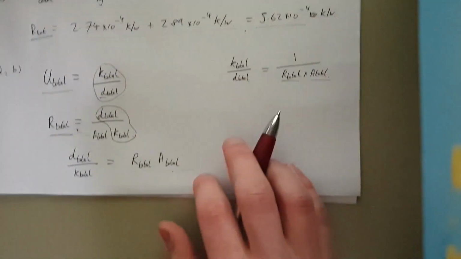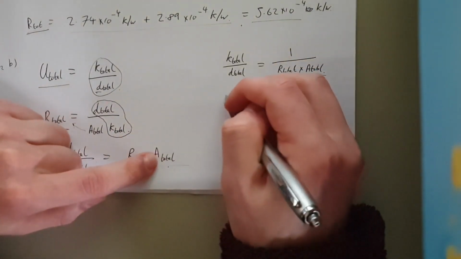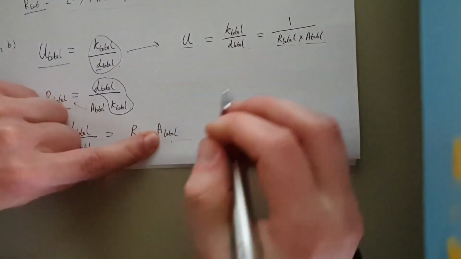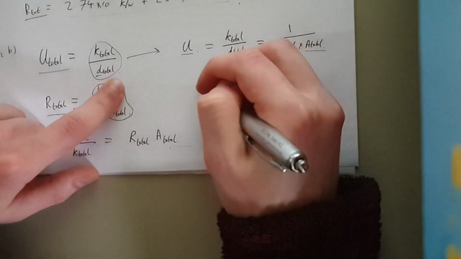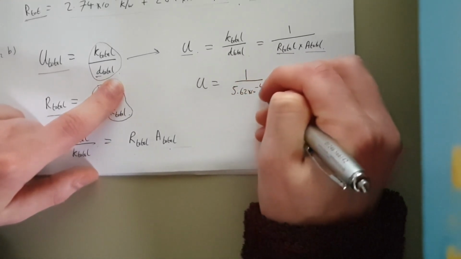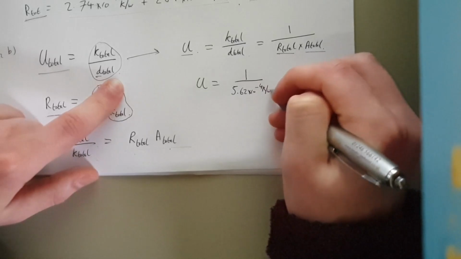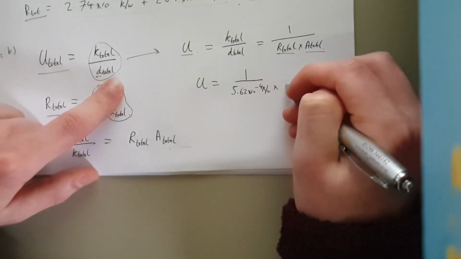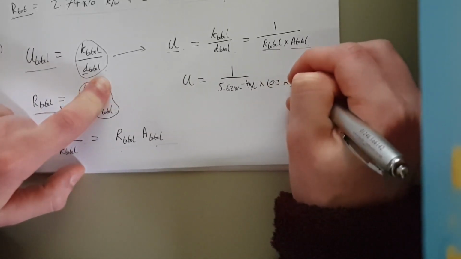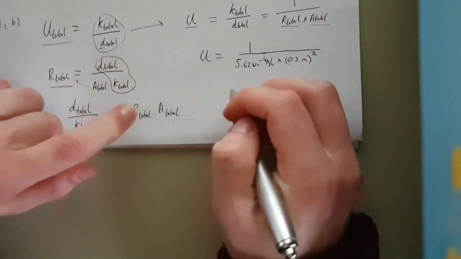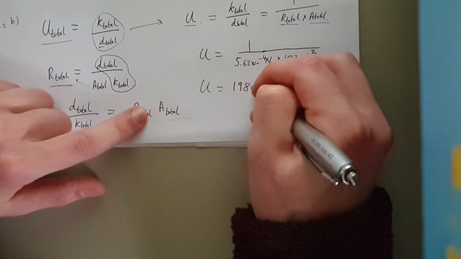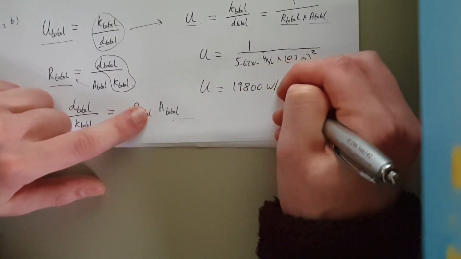Okay, that's that one. And we know this because that's this, and we know this because that's this area here. And that's equal to the U value, because that's what we want to find out. So U value is equal to 1 over 5.62 times 10 to the minus 4 Kelvin per watt times, I'm just going to write 0.3 meters, all squared. And that U value is ridiculously large. It's like 19,800 watts per meter squared Kelvin.